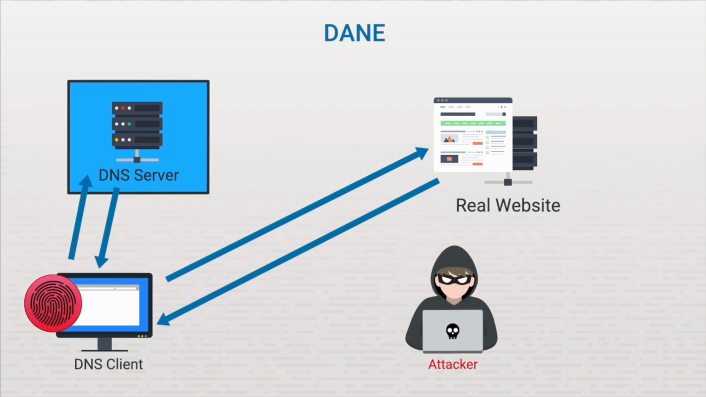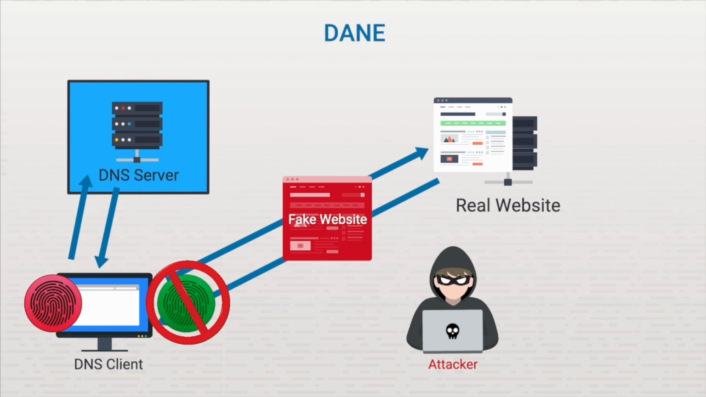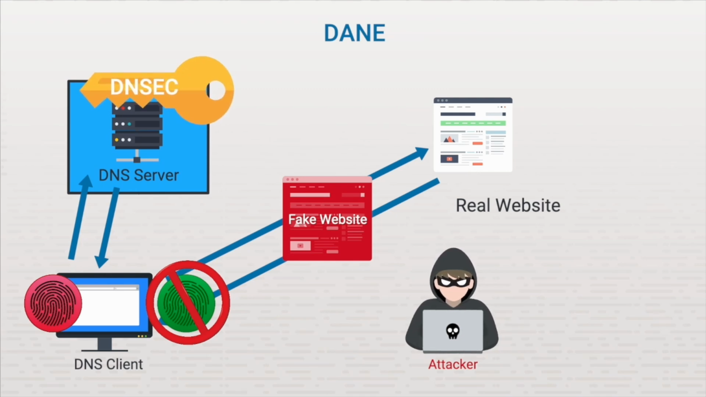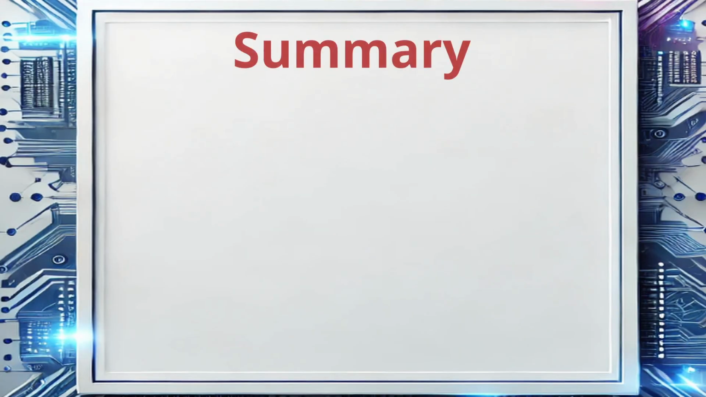With DANE in place, if the client is somehow directed to the wrong website, the digital signature won't match, and the client won't connect. DANE defends against on-path attacks and cache poisoning, but DANE only works if DNSSEC is also configured on the DNS server. Otherwise, you can't trust the DNS server or its records to be authentic. Therefore, DANE is mainly used to authenticate email servers and fight spam, but can also be used for websites and other servers. That's it for this lesson.